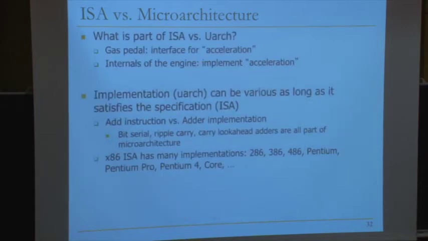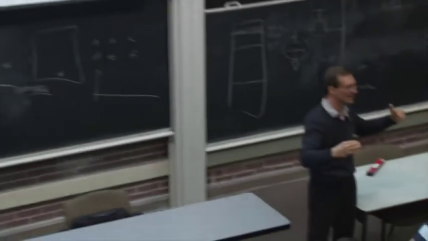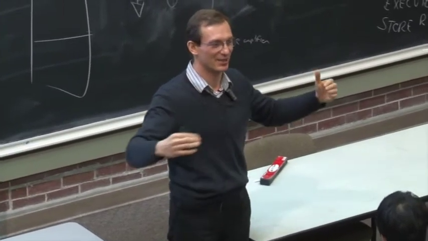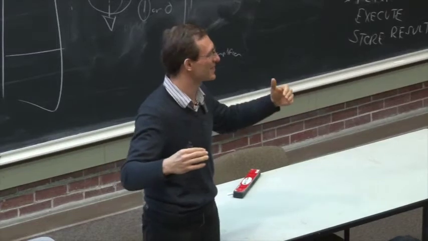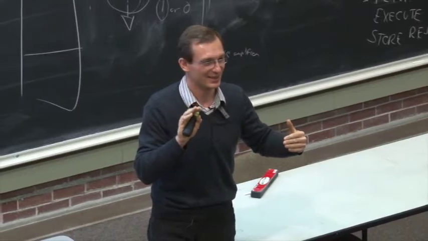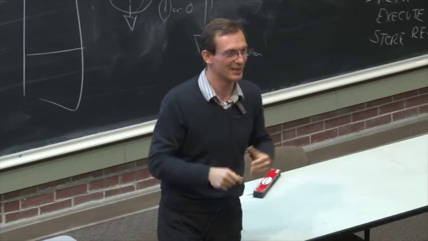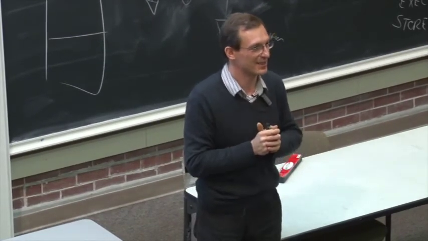So what is part of ISA versus microarchitecture then? There are many analogies, but one analogy is the car analogy. A car has an interface to the driver, right? And that interface is reasonably constant across different cars even. You could argue that different cars have the same ISA, instruction set architecture. Gas pedal is one example. You push it down, and the car accelerates. You pull your foot off the pedal, and the car doesn't accelerate. And that's a nice interface.